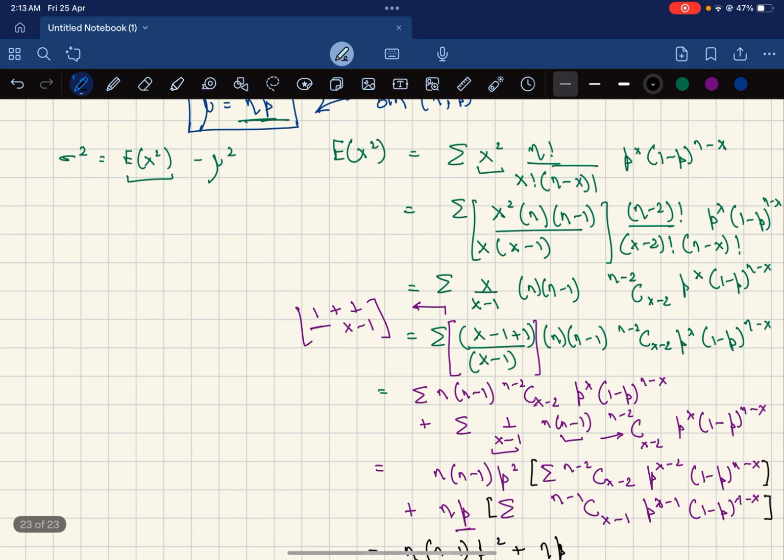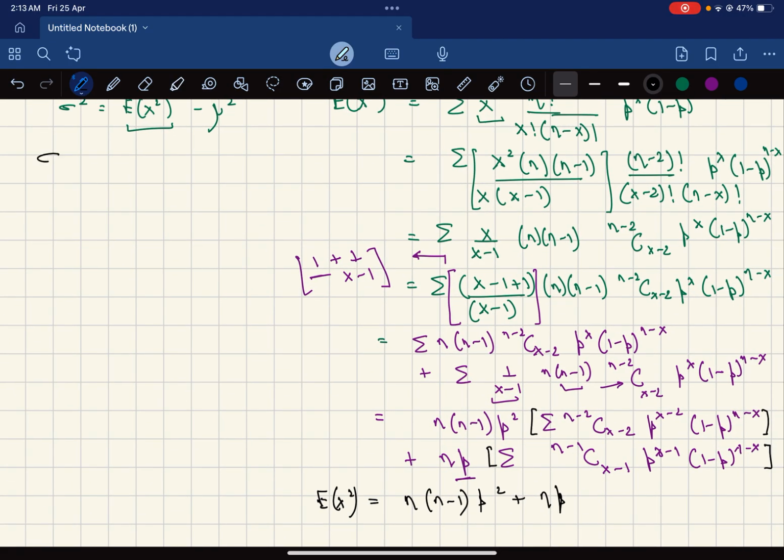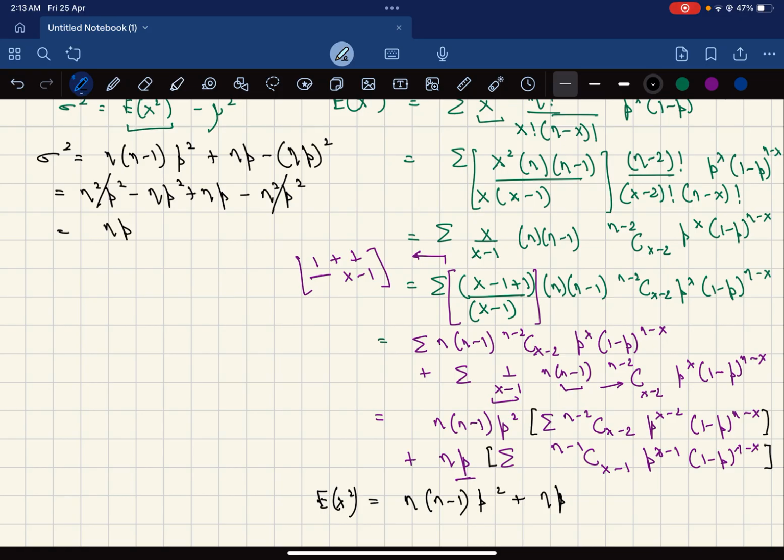Now to calculate the variance, we will use the second moment of x from this expression, and we'll bring it here, and we'll have sigma square equal to n into n minus 1 p square plus np, and then minus mean square, which was np whole square. This could be written as n square p square minus np square plus np minus n square p square. Now we cancel out n square p square, and we are left with np minus np square. This is nothing but np into 1 minus p. So this is how we calculate the variance of a binomial distribution with parameters n and p.